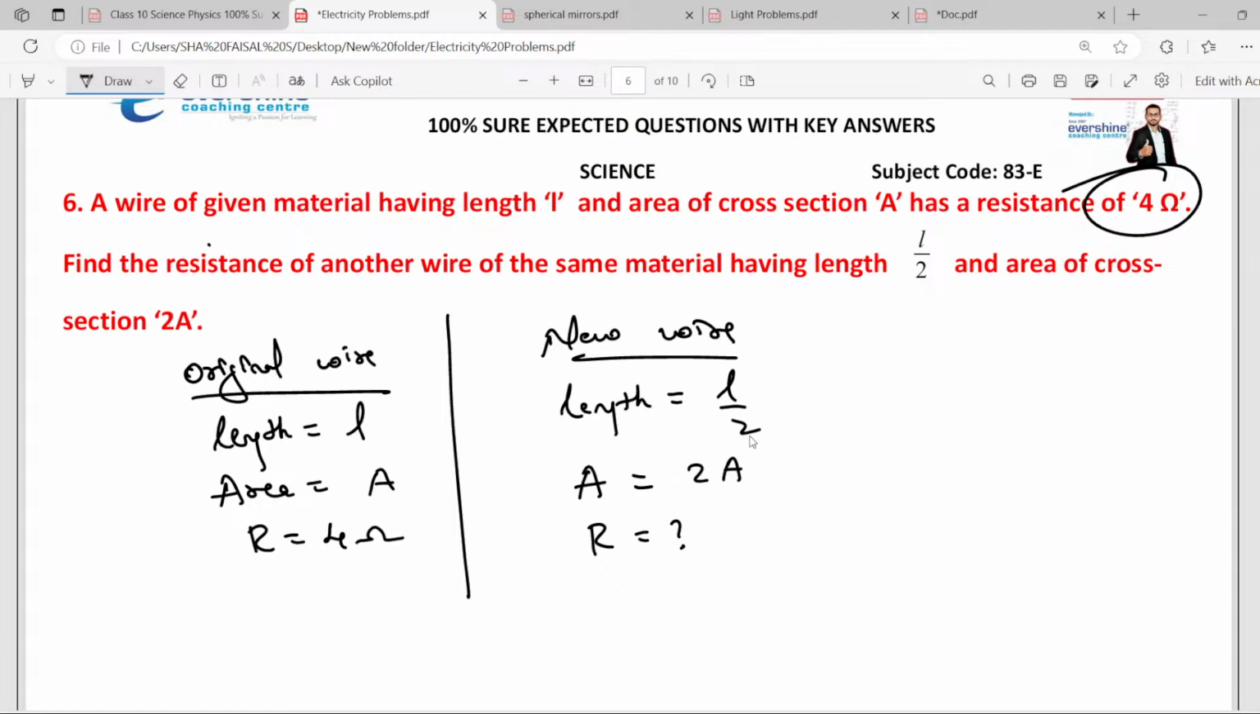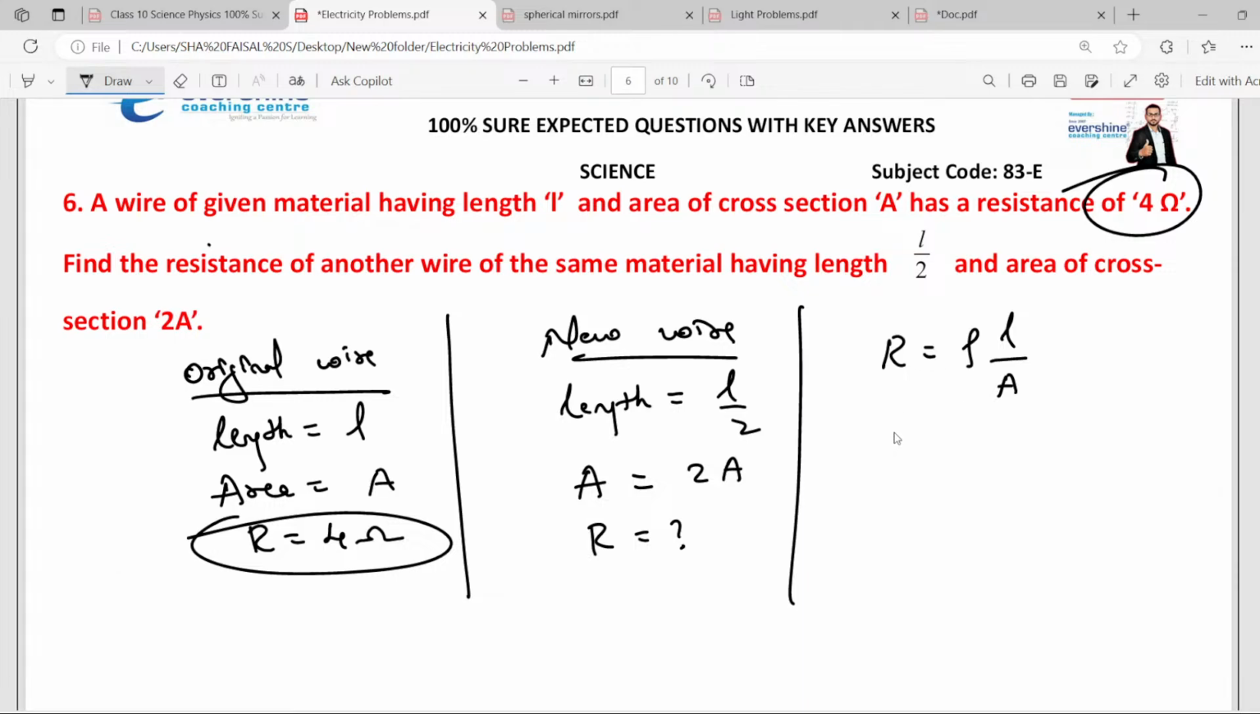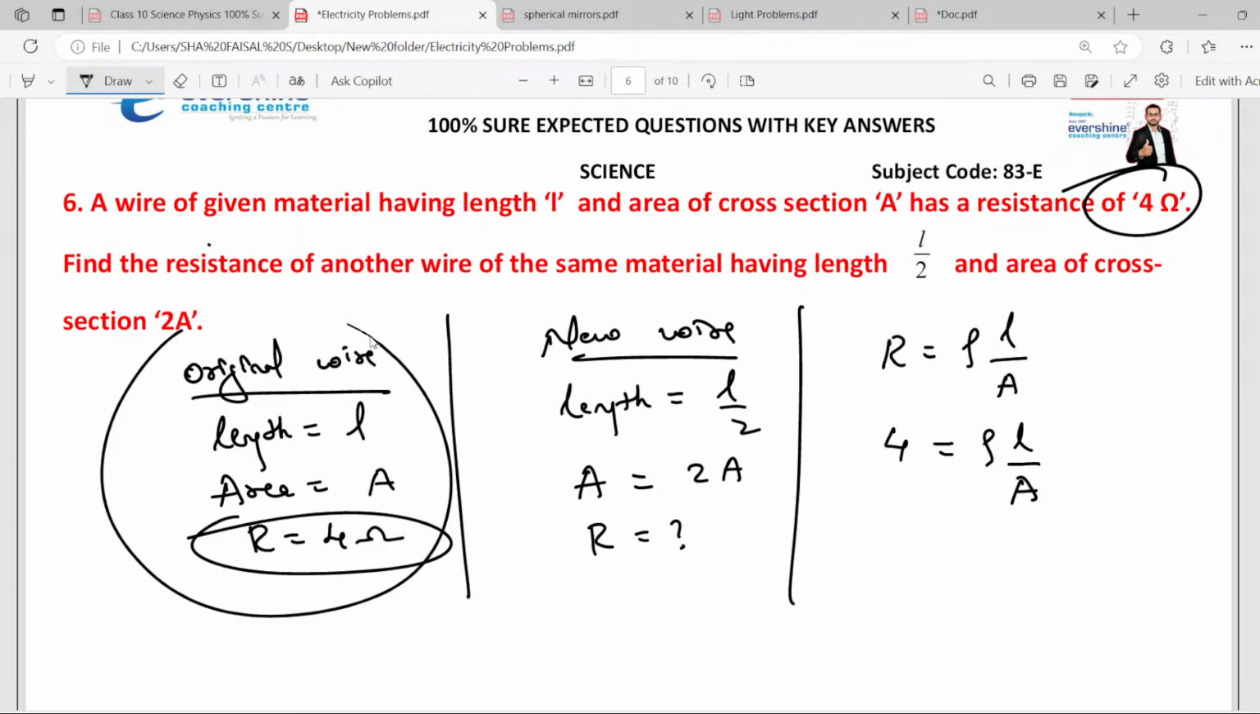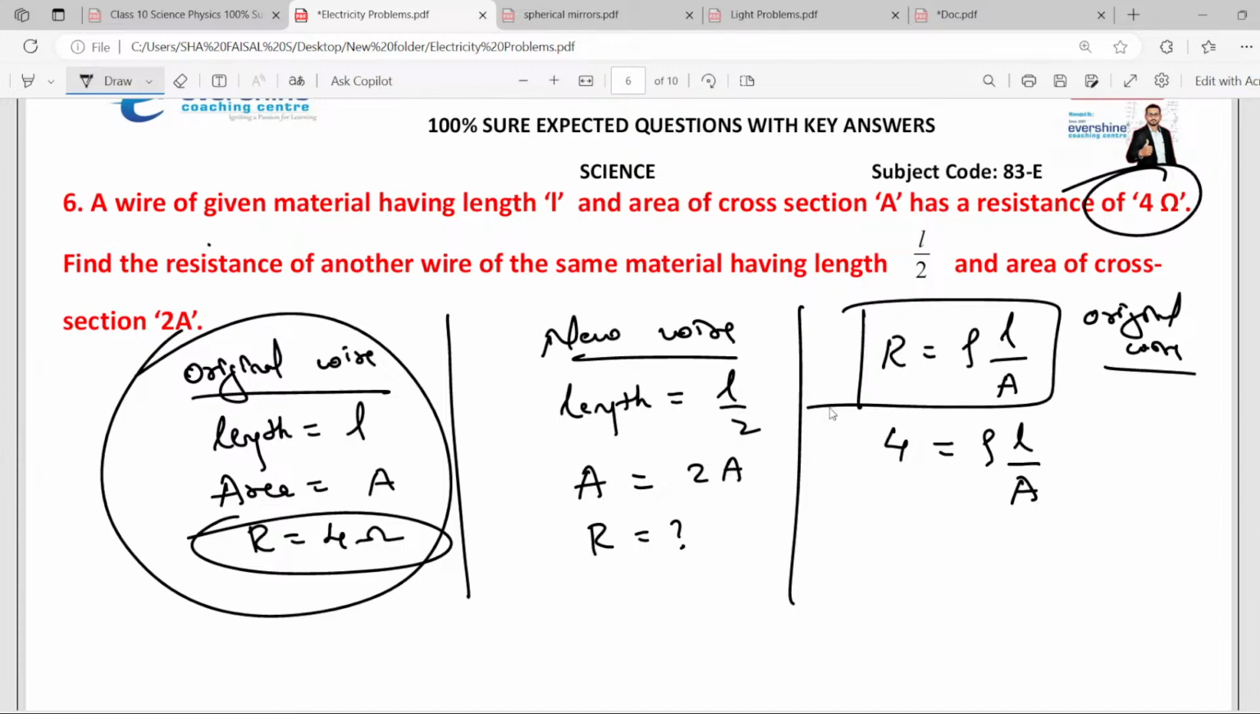Simple. We have a formula. R is equal to rho L by A. Now, first, what is the resistance of the first wire? Resistance was 4 ohm. Rho as it is, we don't know the value of rho, keep it as it is. Length is L only. Area is A only. So for the original wire, 4 is equal to rho L by A.